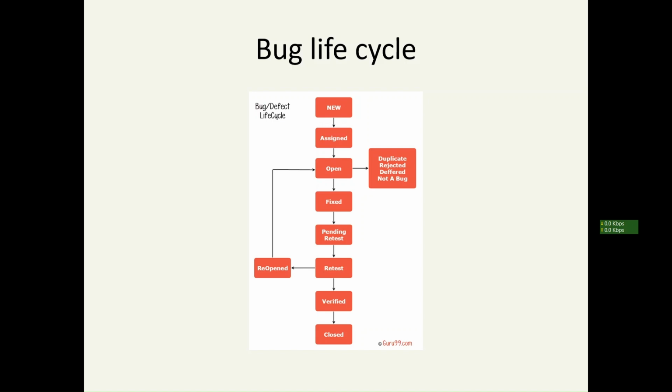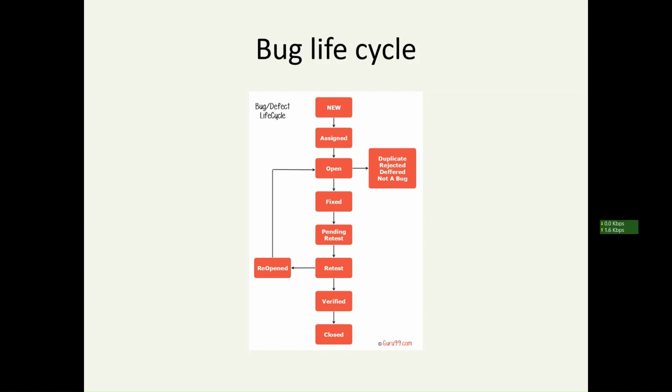All those things which are right here are called the status of a bug. What is the current status of a bug? Normally, you report a bug in an Excel sheet or in lots of management tools like Azure, Jira, Rally, TFS. We have lots of tools where we report the bug. Okay, what is New? When a tester finds a bug and files a bug, that is called New.